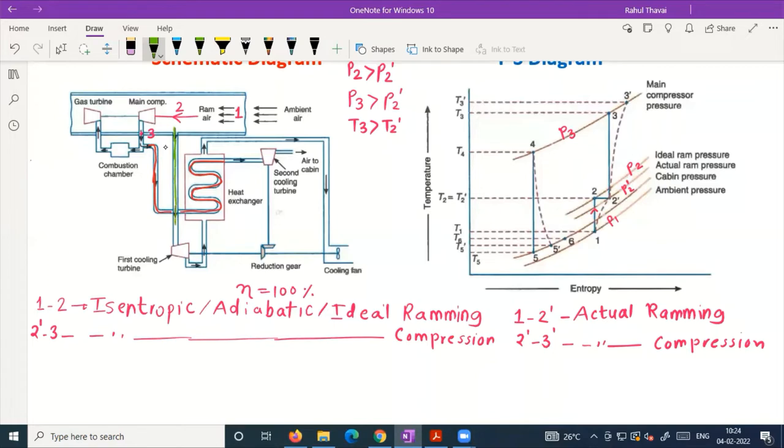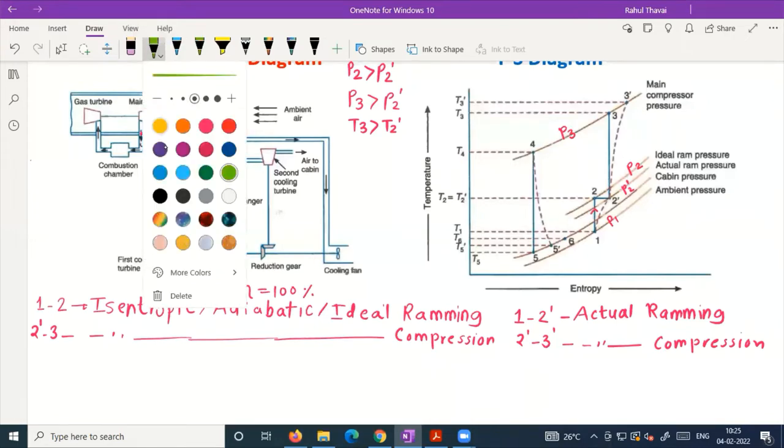You can see the rammed air is supplied to the first cooling turbine. This is a turbine. So the rammed air is supplied to the cooling turbine, and what happens? The temperature of the rammed air gets decreased. When you supply it to a turbine, the air expands, and when it expands, its temperature gets decreased. So this rammed air becomes further cooled.